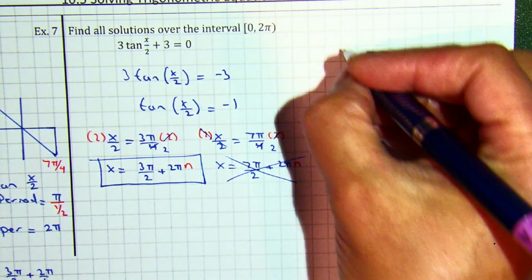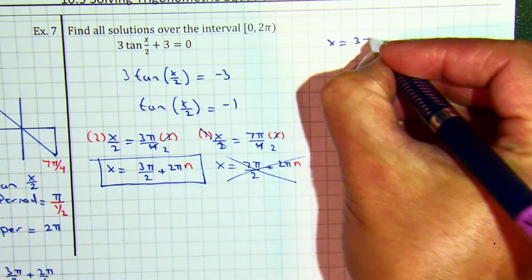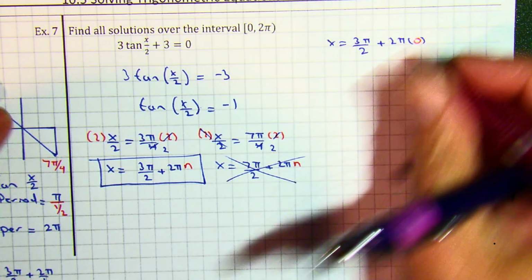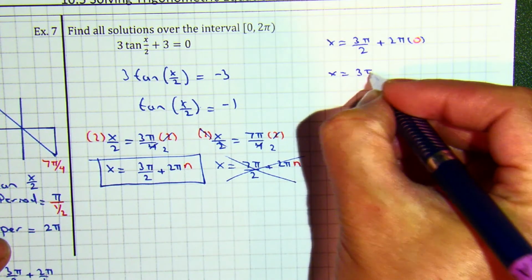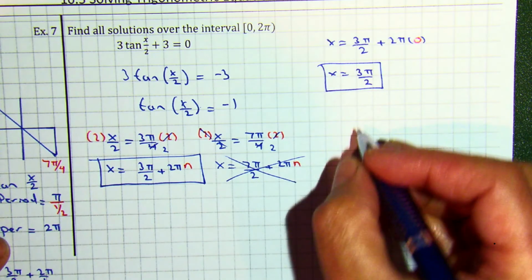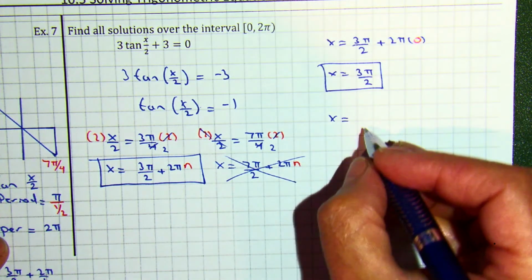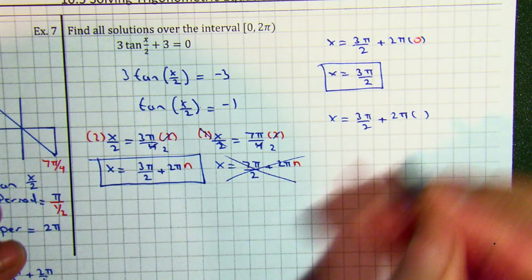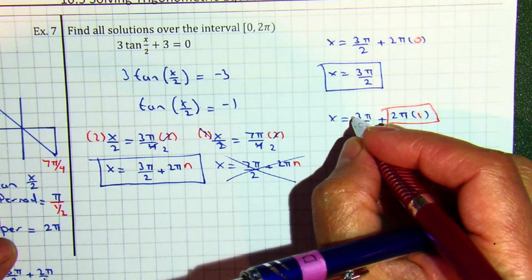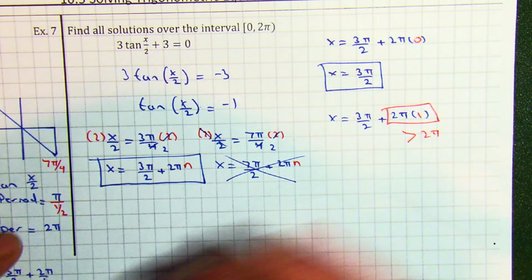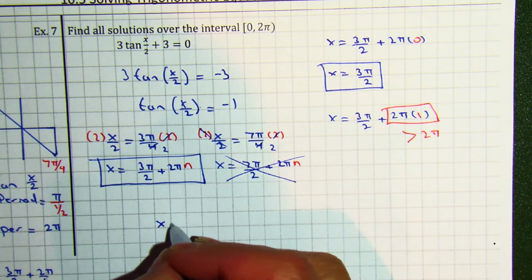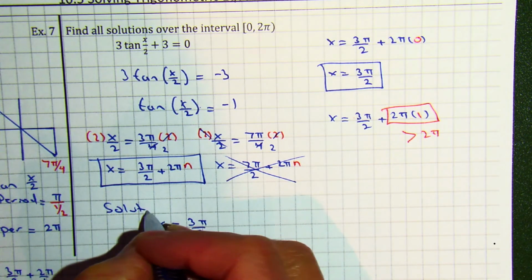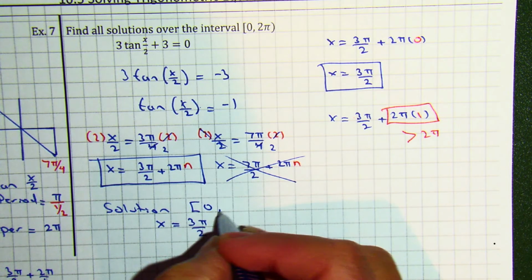So I'm just going to plug in numbers. Let's go and plug in a 0. And we know what happens when you plug in a 0. I'm going to plug in a 1. That's still smaller than 2 pi. So 3 pi over 2 plus 2 pi times 1. Well, this is already 2 pi. If I'm going to add something, it's going to be greater than 2 pi. So therefore, we only have one solution. So my solution is x equals 3 pi over 2, for the interval between 0 and 2 pi.